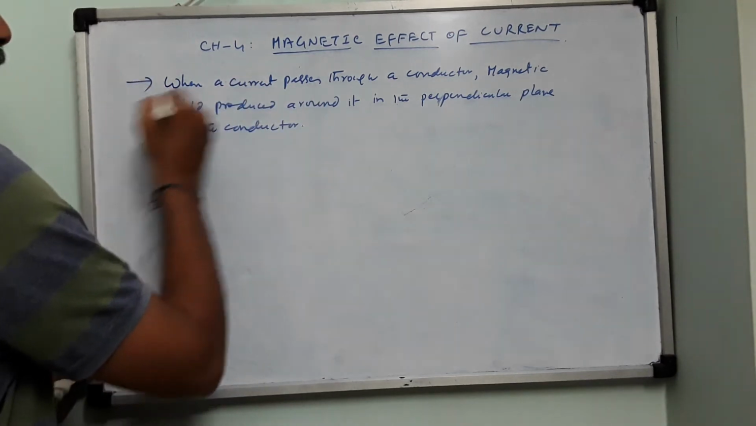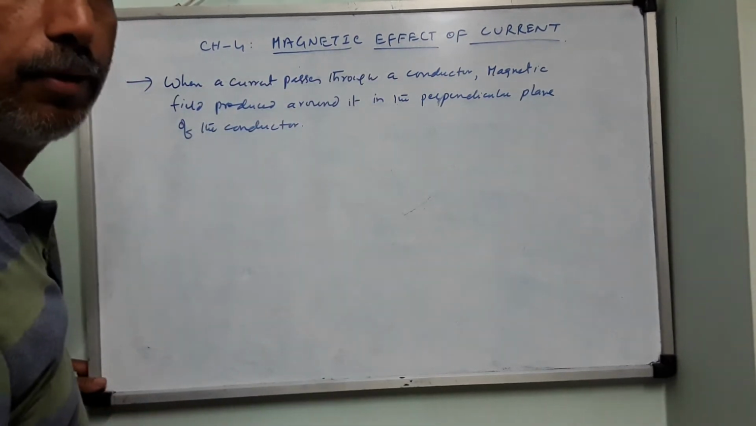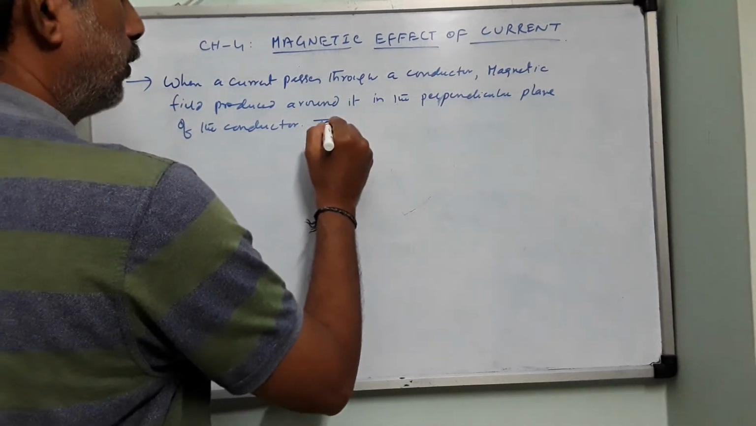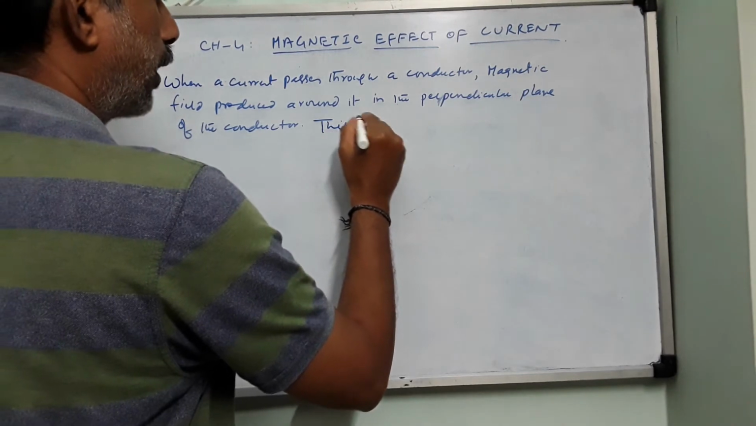This is the beginning point. What is magnetic effect of current means? When a current passes through a conductor, magnetic field is produced. So this is magnetic effect of current.